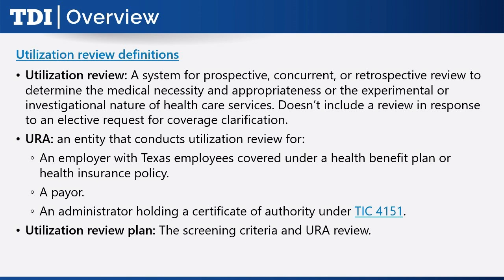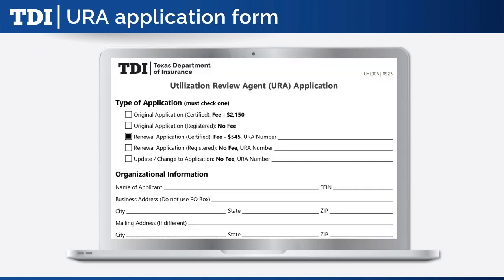Utilization Review Plan means the screening criteria and utilization review procedures of a utilization review agent. Let's go over some tips for the URA application form, which is TDI form number LHL005. First, always remember to use the most current version of any TDI form. Forms are updated as needed and available on our website.